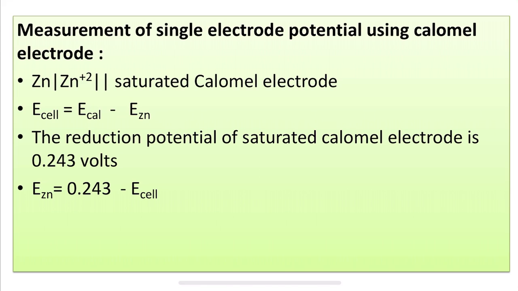Here E calomel and E zinc are the reduction potentials of the calomel and zinc electrodes respectively. The EMF of the cell is experimentally measured using a potentiometer. The reduction potential of a saturated calomel electrode is 0.243 volts. So by using this value, the electrode potential of zinc is equal to 0.243 minus E cell, and by knowing E cell, that is the EMF of the cell, the potential of the zinc electrode can be calculated.